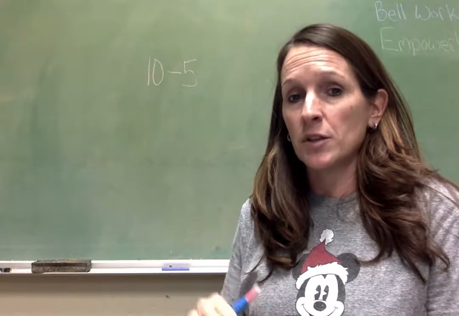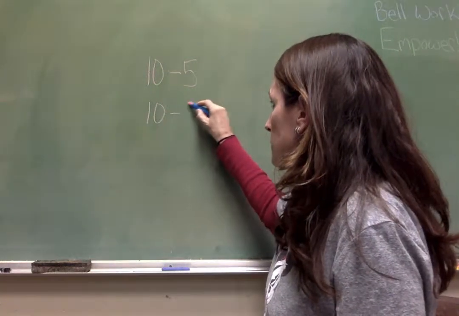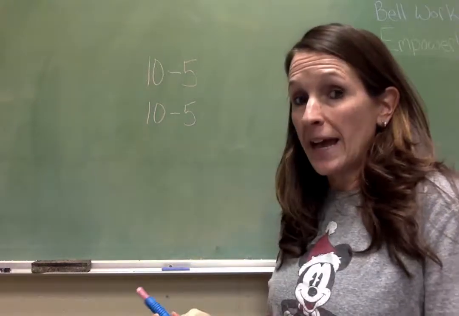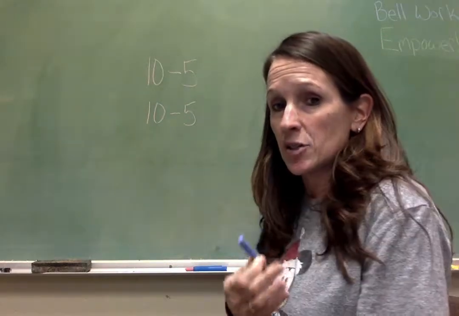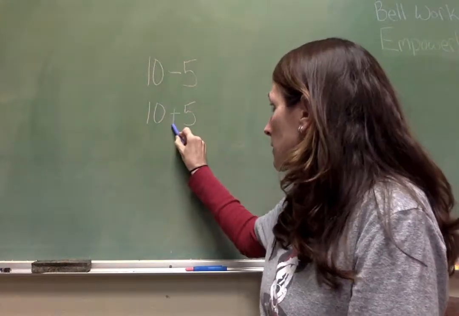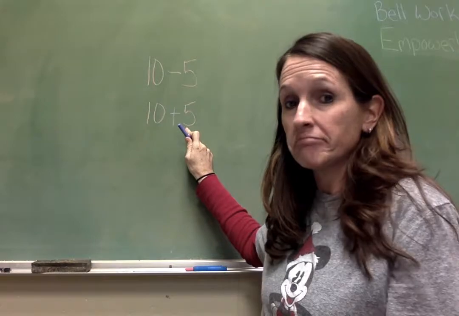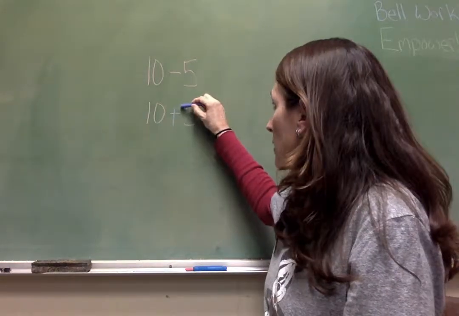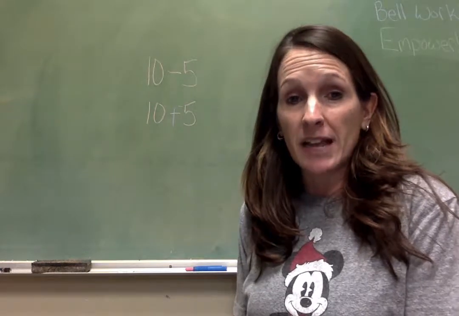So when you add the opposite, you're going to rewrite the problem. And you're going to actually show how you add the opposite. So I'm going to do it in a different color so you can see it. So you're going to add the opposite. What's the opposite of 5? Negative 5. Okay? So now I have a problem that says 10 plus negative 5.